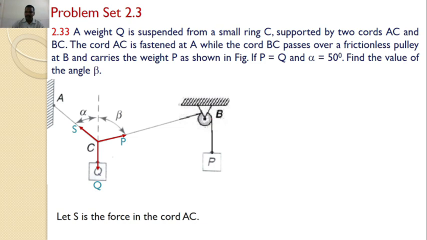In order to analyze this problem, let us transfer all these forces onto a separate XY plane. First, let me transfer the force Q. Next, the force P. And then the force S. And we know that the S force makes an angle alpha, and given that this alpha is equal to 50, that means this angle is equal to 50. And P force makes an angle beta, hence this angle is beta.